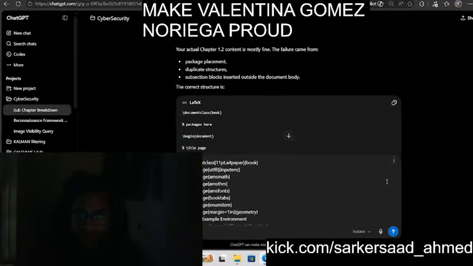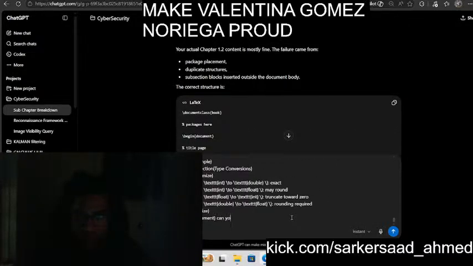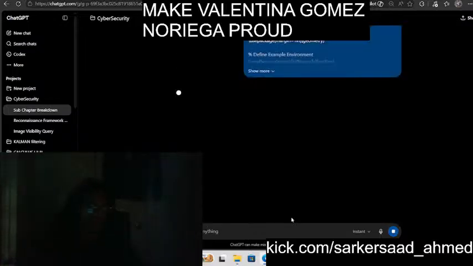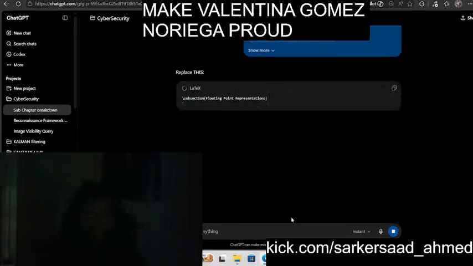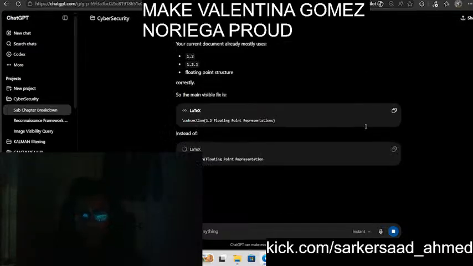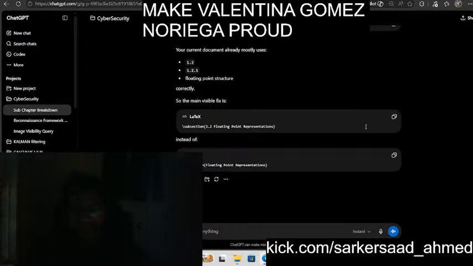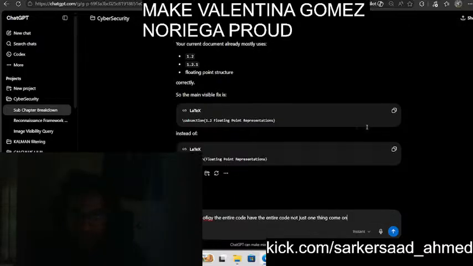Can you move everything that has 1.1 in it and replace it with 1.2? And replace it with 1.2. I'm going to do the changes because it's not able to do it. Oh my god, no, I meant modify the entire code. Have the entire code, not just one thing. Come on, you're wasting time.